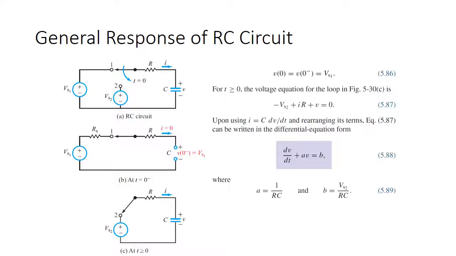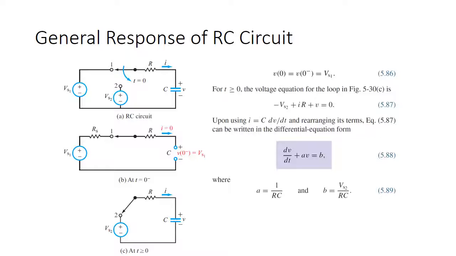And that's going to give us our minus VS2 plus IR, because that's the resistor, V equals IR, plus the voltage drop across the capacitor. And now we can solve this using the equation I equals C dV/dt, and you rearrange terms, and you get the differential equation dV/dt plus AV equals B, which is a common form differential equation that we've solved multiple times. It's one of the first ones we solve in class.